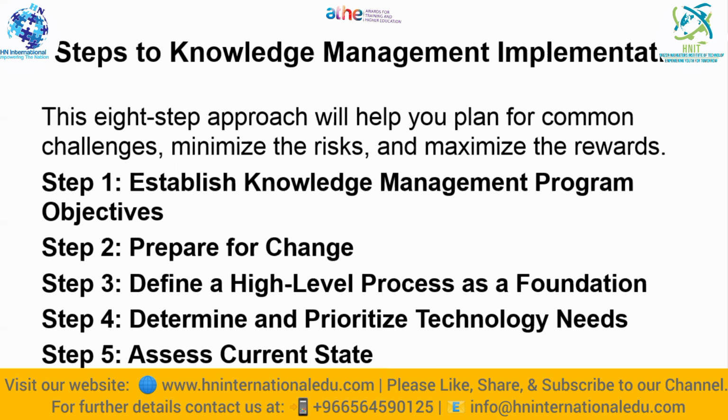The fifth step is to assess the current state. After you establish your program objectives, prepare for culture change, define a high level process, and determine what type of technology you need, you assess the current state of knowledge management in your organization. This assessment should cover five core knowledge components, like we have covered in the previous slide: people, process, technology, structure, and culture. You cover these five components in this fifth step. A typical assessment should provide an overview of the current state, the gap between the current and desired state, and the recommendation for closing that gap. That is, what is your current state and where you want to go, what is your desired state.